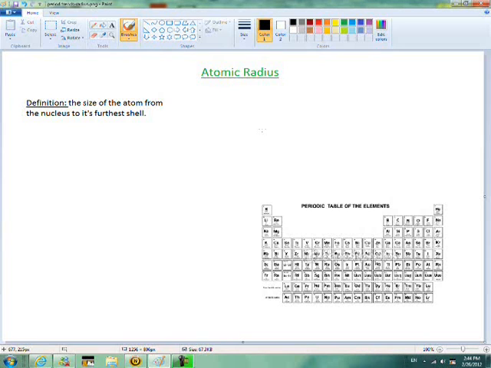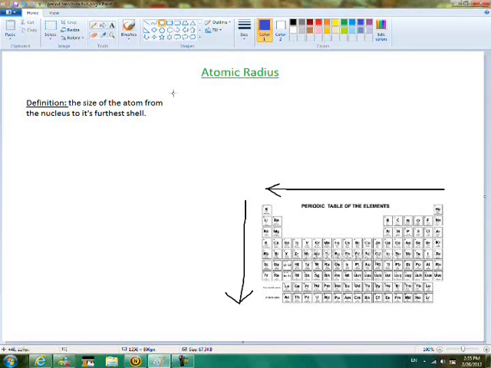Atomic radius can be defined as the size of the atom from the nucleus to its furthest shell. Let's have a look at our periodic table now. As you go from the right to the left side on the periodic table, the atomic radius will increase. And it will also increase as you go from the top to the bottom. This happens because the electrons, which are negatively charged, are being attracted to the protons in the nucleus, which are positively charged. Let's see what I mean.